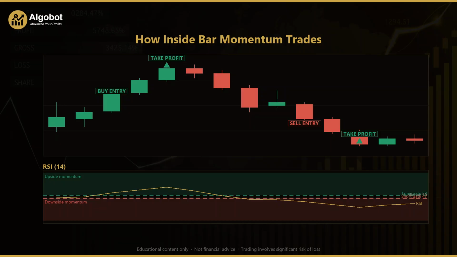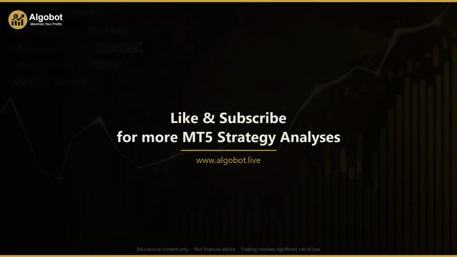And if no break had arrived at all, the setup would simply expire after 4 bars, leaving the strategy flat and patient, waiting for the next clean coil to form. That patience, only acting when pattern and momentum agree, is the core character of this approach. So that's inside bar momentum from top to bottom.